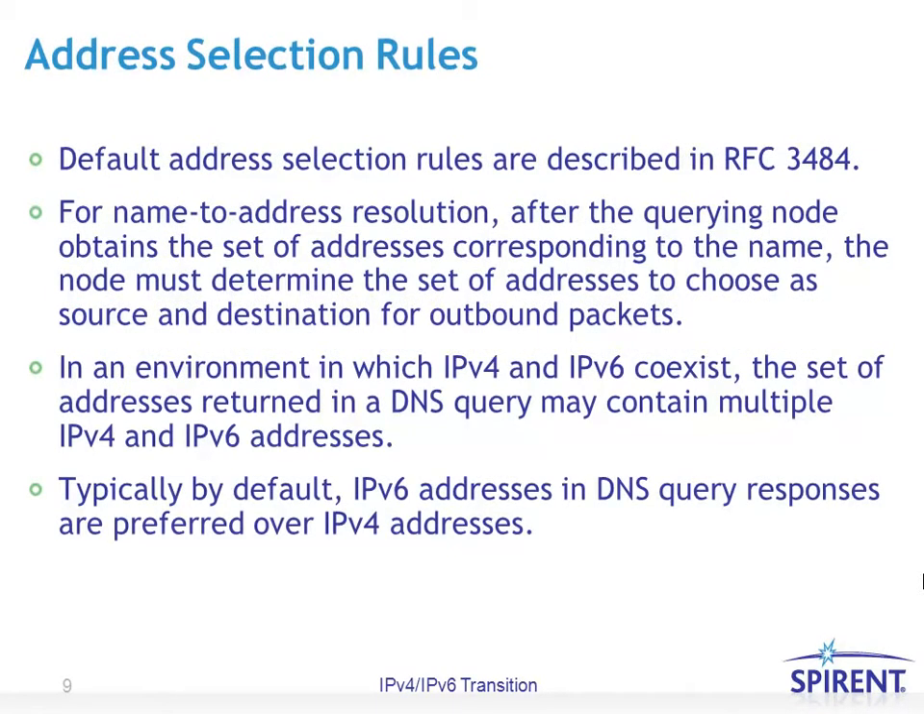And as I mentioned, what if you get back multiple addresses, either a combination of IPv4 and IPv6 or multiple IPv6 addresses? So RFC 3484 was written to address that. As you can see in this slide, typically by default, IPv6 addresses in the DNS query responses are preferred over IPv4 addresses.